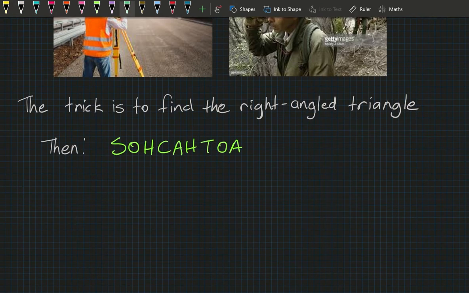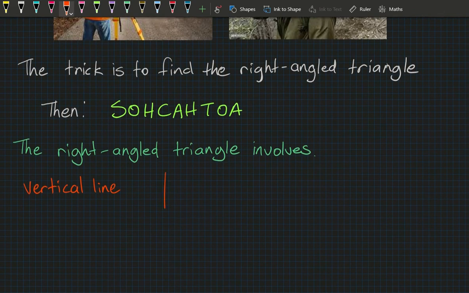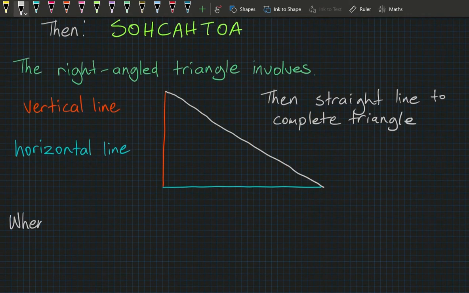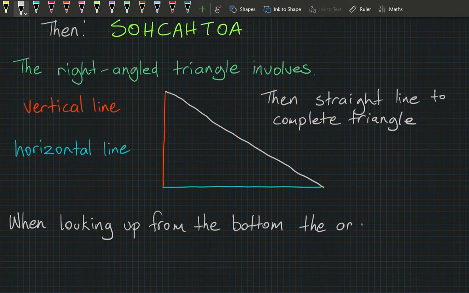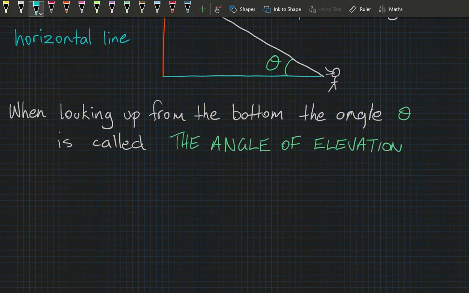So as we've already seen in this unit, a right angle triangle involves a vertical line, a horizontal line, and then we just need one more straight line to complete the triangle. When we have a triangle like this, we're looking up from the bottom, and this angle is called the angle of elevation. Okay, so here's our little man looking up from the bottom. Nearly always you'll make sure that the horizontal is matching what you would consider the earth. Let's pretend it's flat, okay?